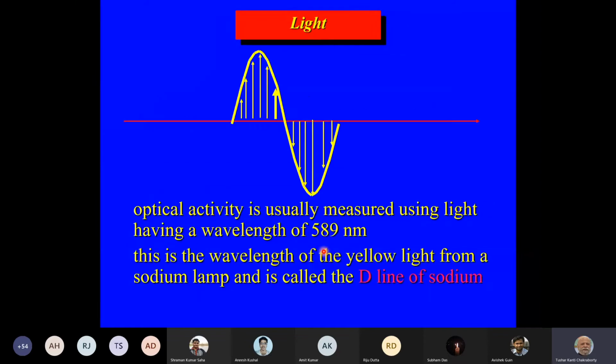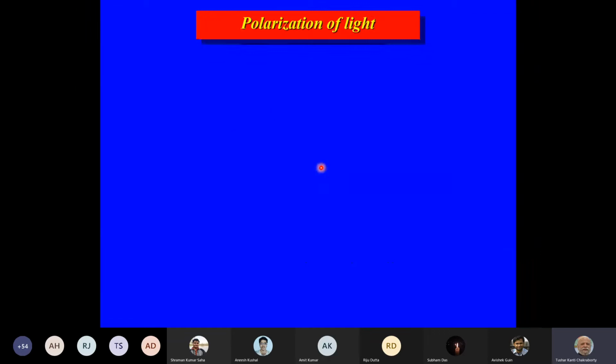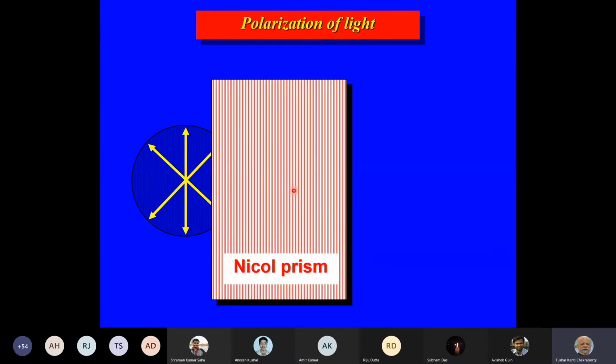Normally we measure it at a wavelength of 589 nanometers. This is the wavelength of the yellow light, sometimes called the D line of sodium. This is the light propagating. Normally light vibrates in all different directions, different planes. When this light is passed through a Nicol prism, we get polarized light, which is vibrating only in one plane, and this is called plane polarized light.